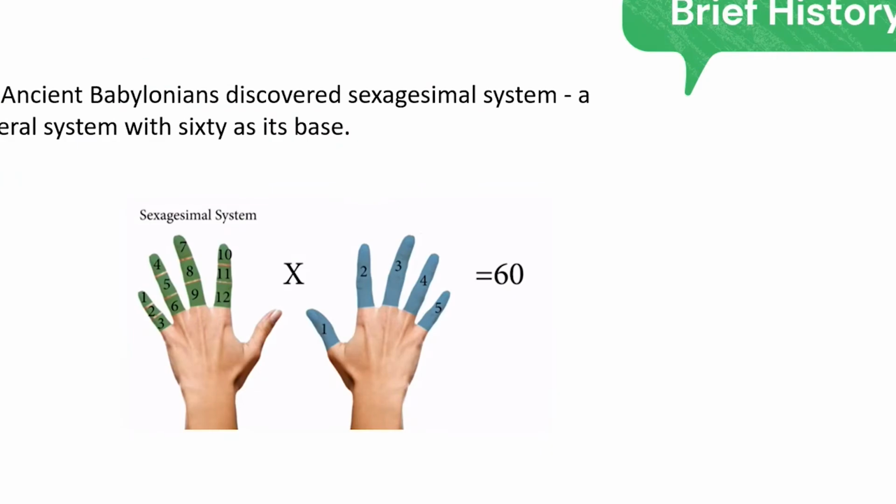Next slide po. So, brief history. Ancient Babylonians discovered sexagesimal system, a numeral system with 60 as base. So, bakit nga ba may 60 seconds sa 1 minute and may 60 minutes sa 1 hour? It is because sa mga na-discover nung ancient Babylonians, yung mga early humans. As you can see sa picture, ginamit nila yung joints nila sa 4 fingers nila sa left hand, which is equal to 12, and their other hand, multiply naman with their 5 fingers doon, and it will be equal to 60.